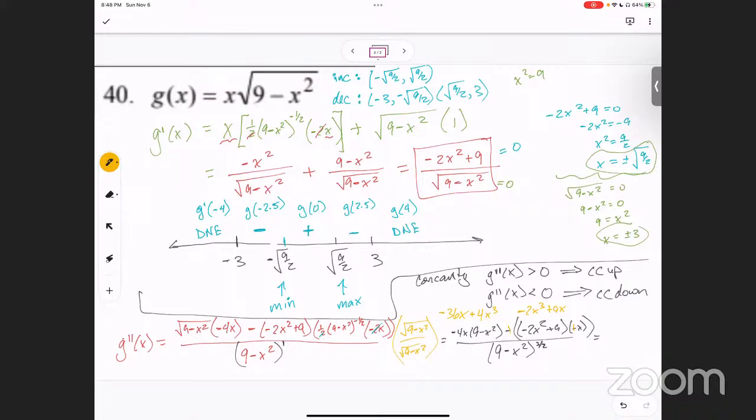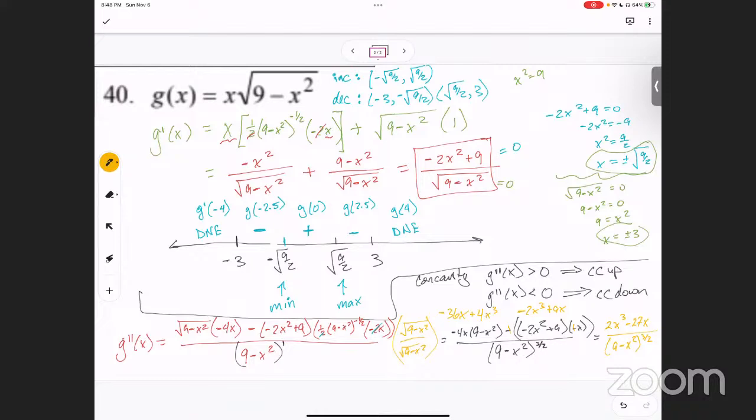So then this just simplifies to 2x cubed minus 27x, which is very interesting how clean that turned into, all over 9 minus x squared to the 3/2. That's your double derivative, unless I made a mistake.